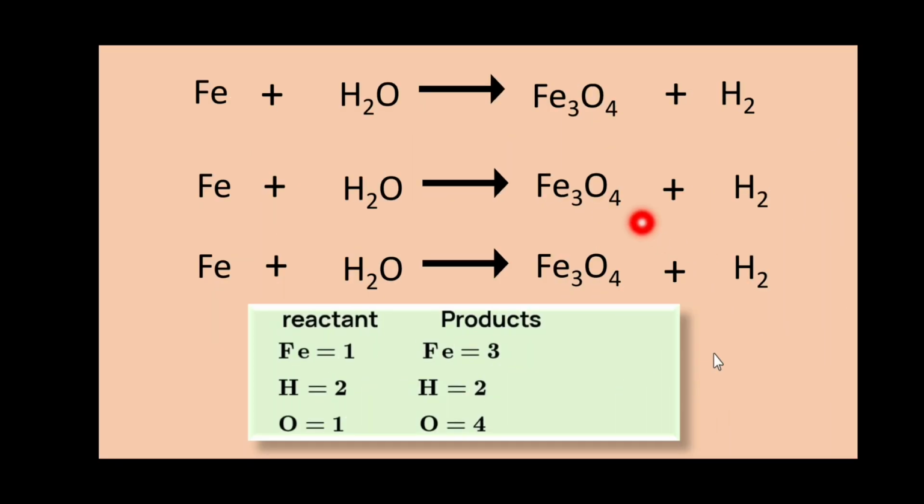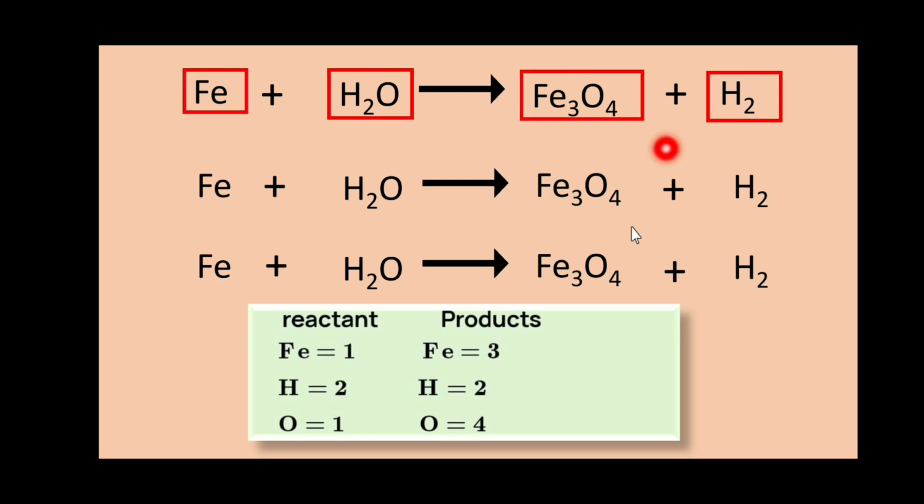Dear student, let us balance this chemical equation. To balance the chemical equation, we have to follow different steps. First, we have to draw boxes around each formula. Then we have to count the number of atoms of each element.